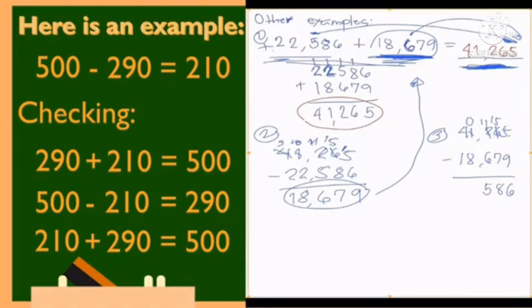0 minus 8? Cannot. So we will borrow from 4. 4 will become 3, and then 0 will become 10. So 10 minus 8, that's 2, and 3 minus 1, that is also 2. So we have 22,586, which is the same as this number. So that means we got another equation. Alright?